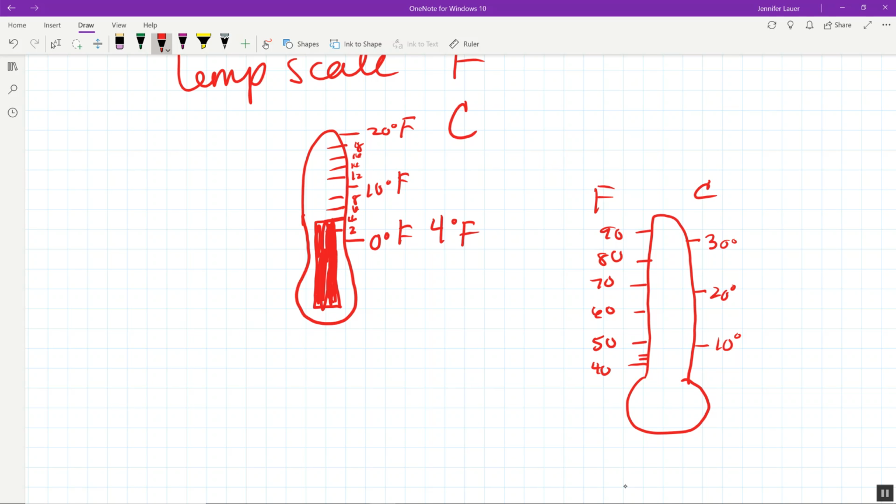So 42, 44, 46, 48, 52, 54, 56, 58, 62, 64, 66, 68, 72, 74, 76, 78, 82, 84, 86, 88. On the 10 side, it looks like they go up by 5. So 10, 12, 14, no, they do the same thing. They're spread out more. 12, 14, 16, 18, 22, 24, 26, 28. So they've got it filled in to the tick mark past the 70.